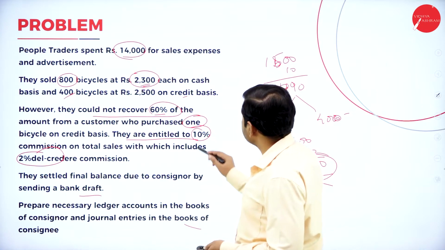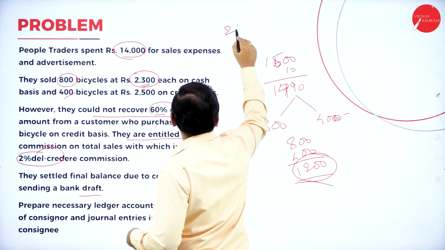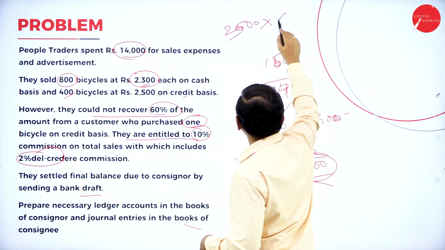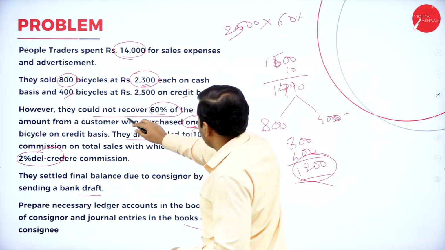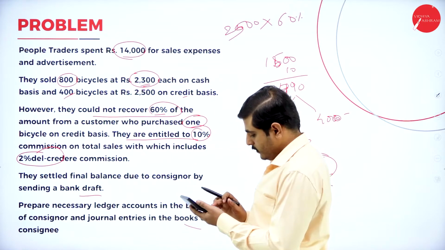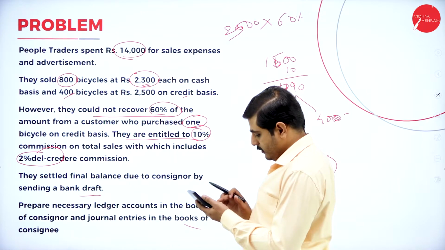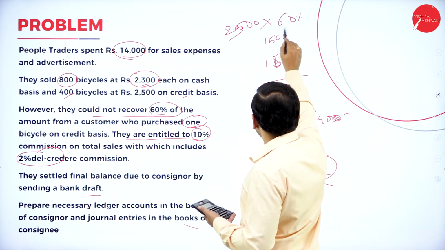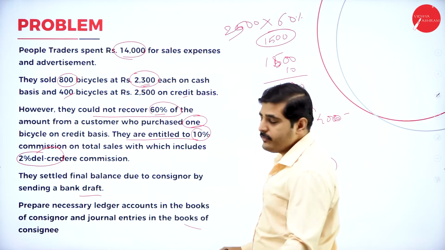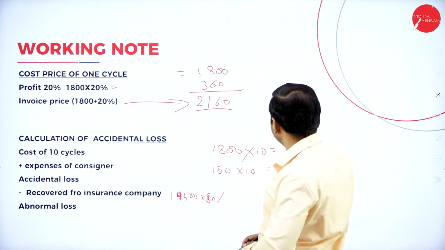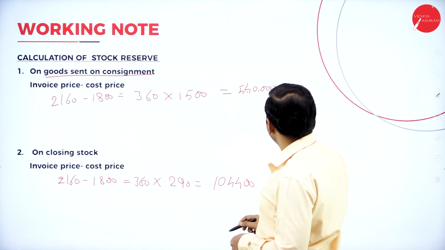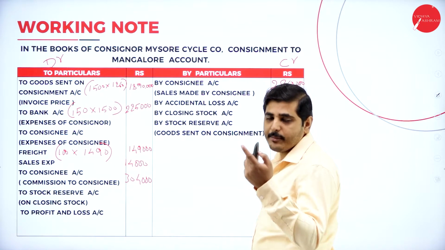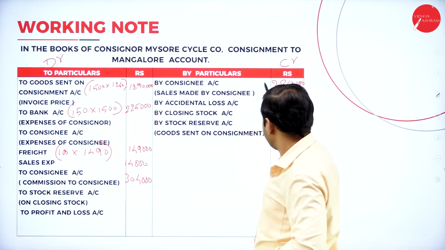See, for example, what is the credit sale? So 2,500 is the credit sale into 60%. He not recovered the 60%, means what? So 2,500 into 60% means 1,500 we could not recover. So someone will deduct the amount here, and the remaining amount they will take, but I'm neglecting that point. I'm taking the full amount here.